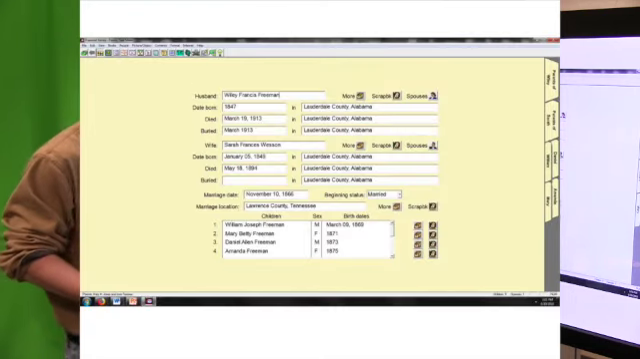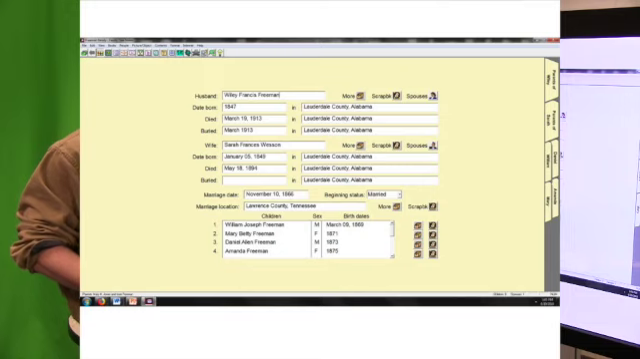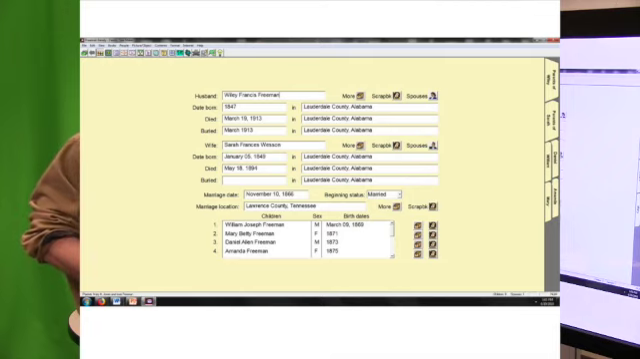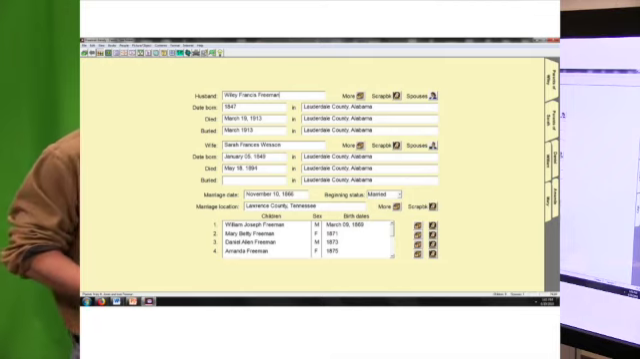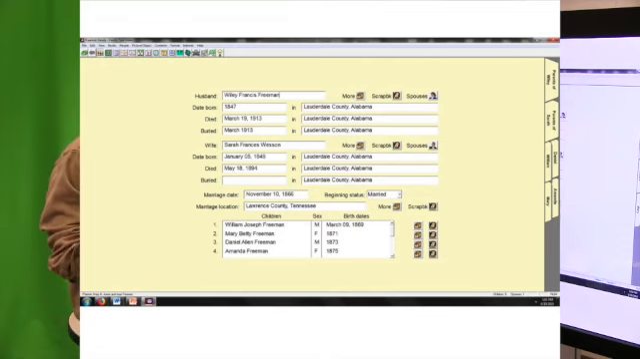But this is a family group sheet for my second great-grandfather, Wiley Francis Freeman, and his wife, Sarah Frances Wesson, and 4 of their kids. It goes on down. You can add as many kids as they had or that you have records for.